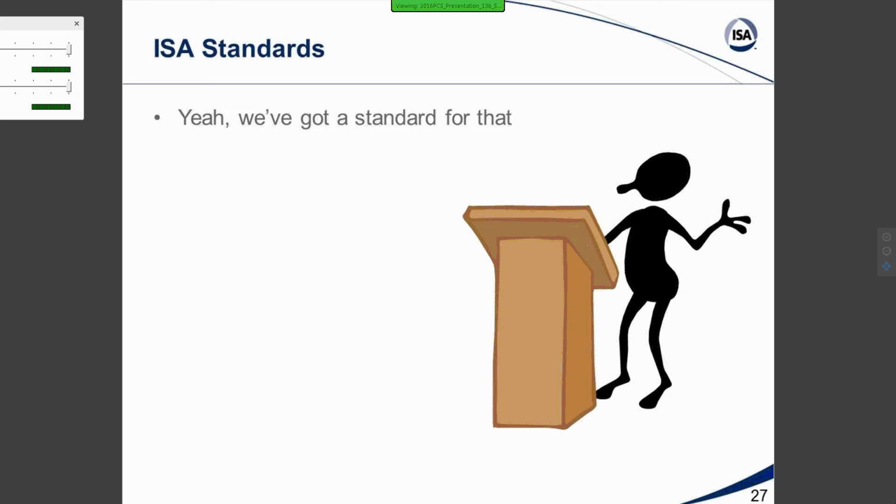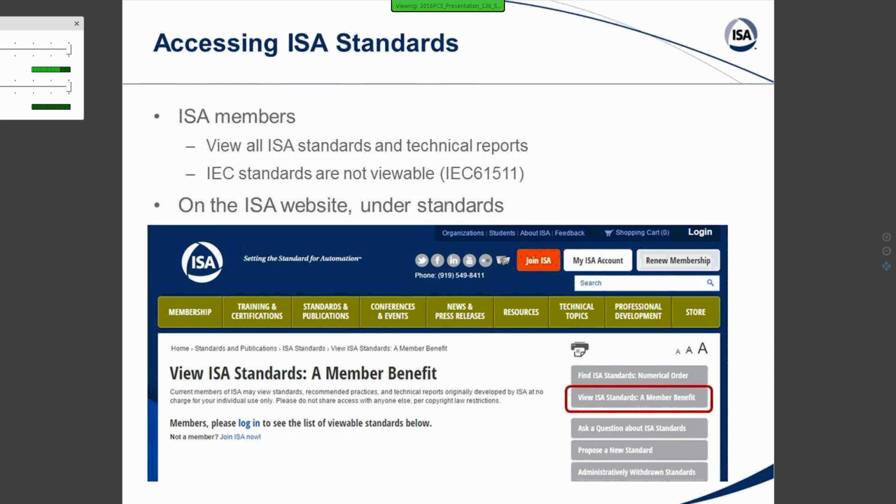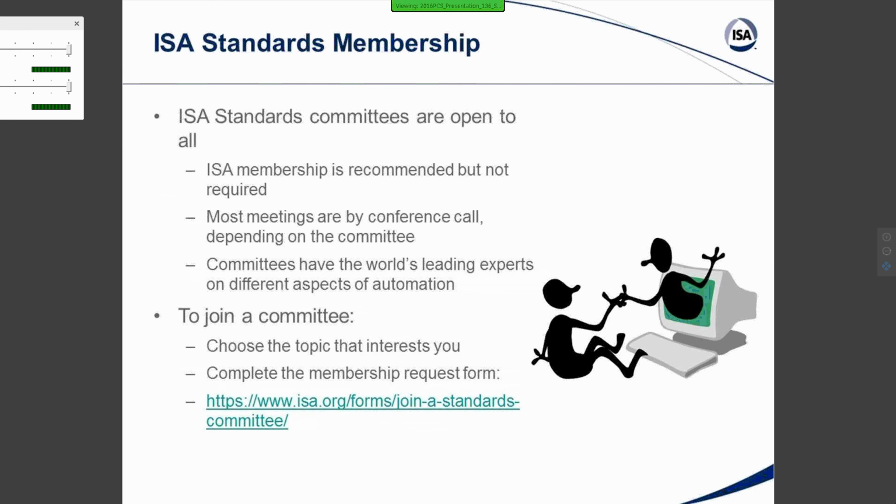So get involved in the standards. It's easy to join. You can access them online. Go to view the standards. It's a member benefit. Sign up. You can get involved. You can start off easy where you're just following the email list until it gets you caught on fire, and then dive in as deep as you can. But you can really contribute. You can really change the world, a little piece at a time. So that's a little bit about the amazing world of ISA standards today, Greg.